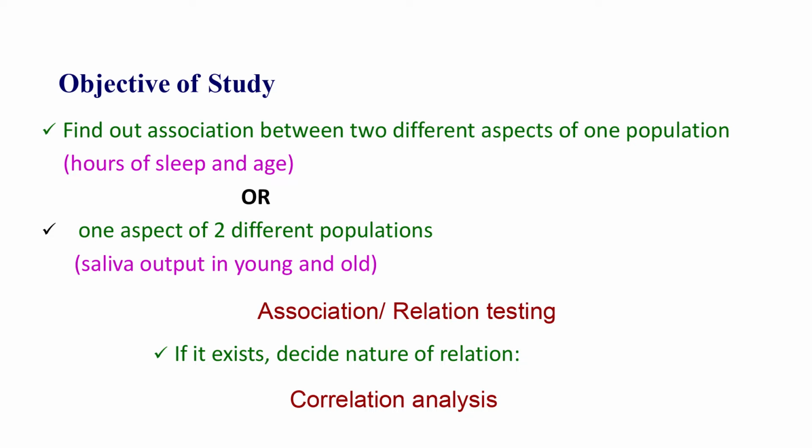Or you might want to study one aspect of two different populations. For example, what is the saliva output in young and old persons. So there are two different populations and you are studying one aspect, that means the parameter is only one. This kind of objective also you can have for your study. And here the test or the statistics which you apply is association or relation testing. If you find some association, then you decide the nature of the relation, and there the test of correlation comes into the picture.